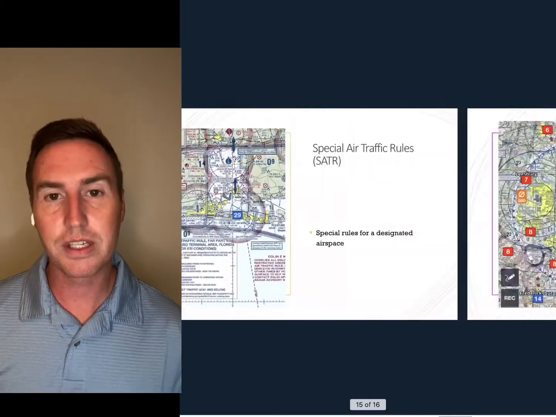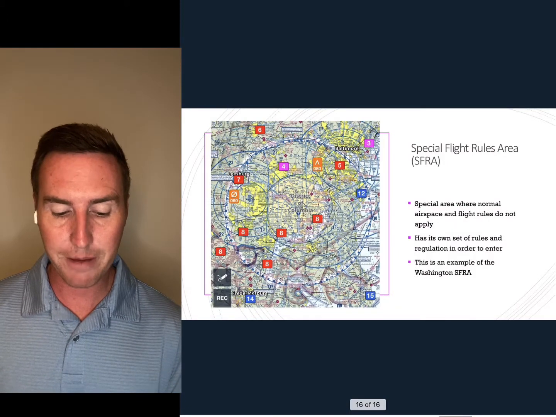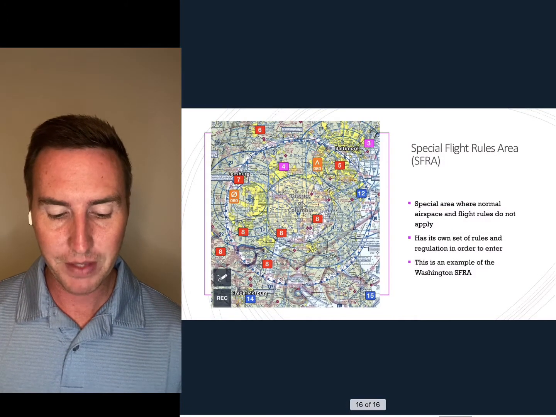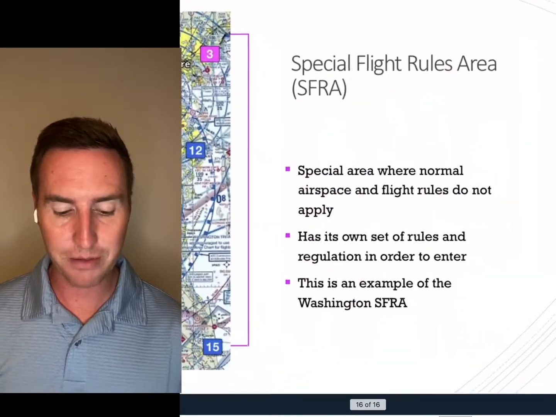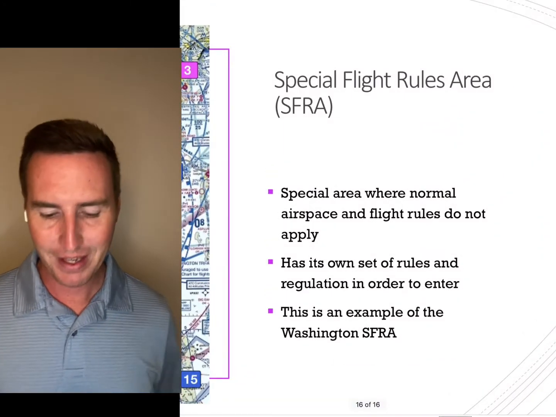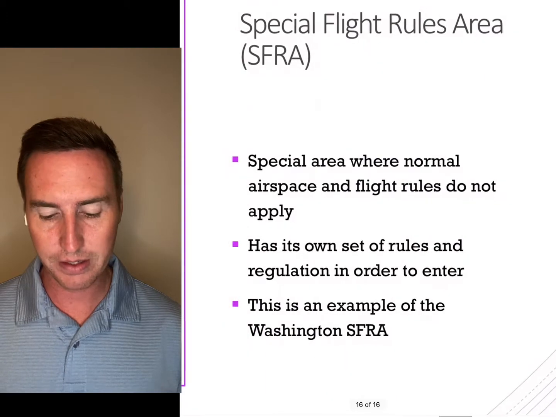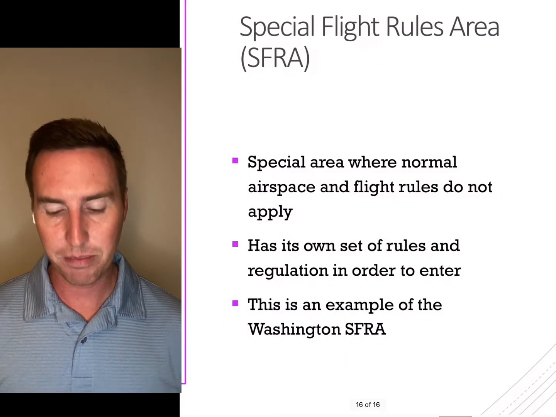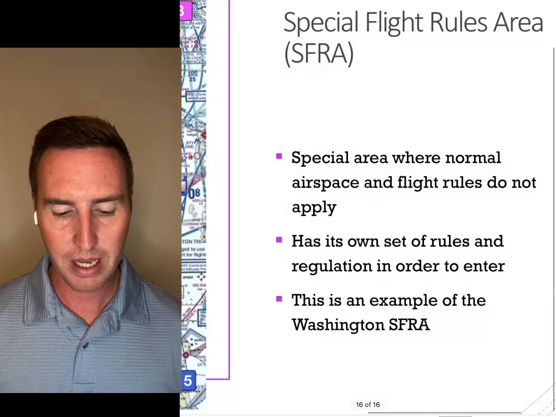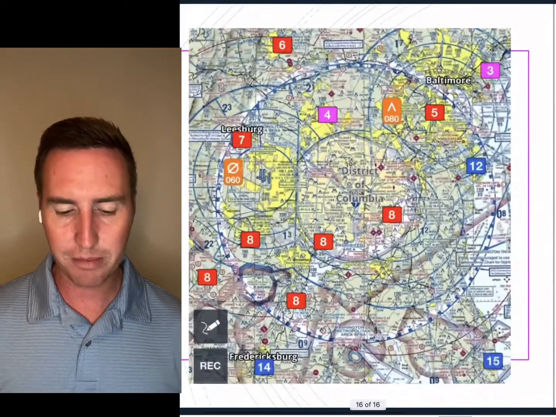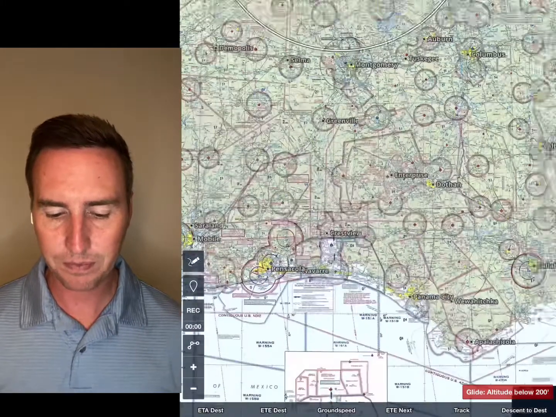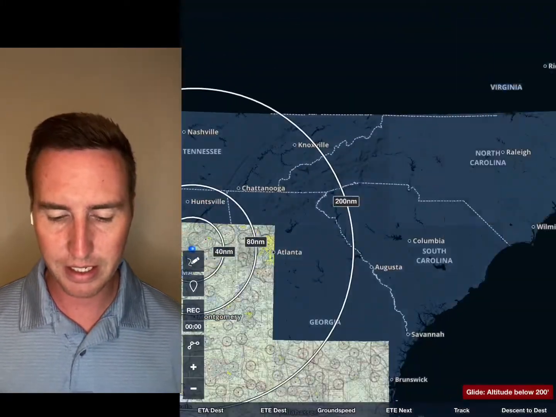Next we're going to see a special flight rules area. A special flight rules area is where normal airspace and flight rules do not apply, okay? It has its own set of rules and regulations in order to enter. This is an example of the Washington Special Flight Rules Area. So let's pull this up on the sectional chart here. Go up here to Washington, D.C.